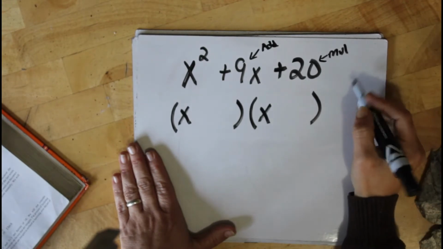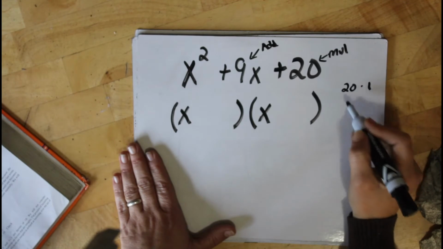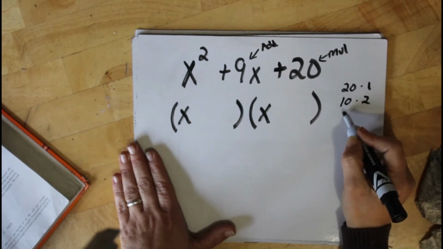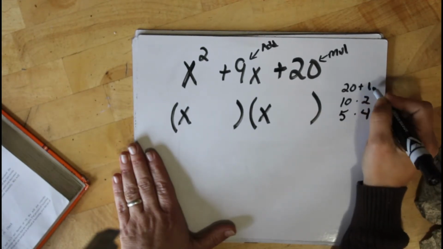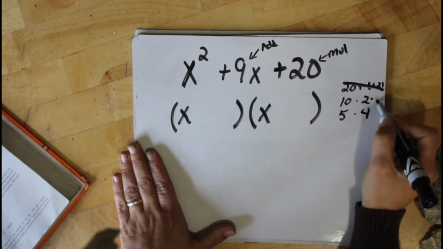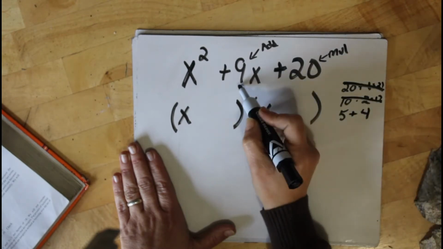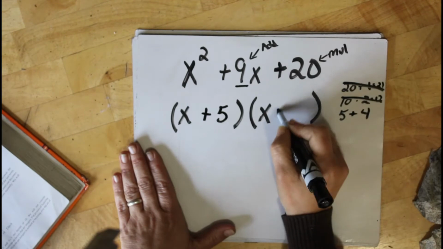All right, so the factors of 20 are 20 times 1, 10 times 2, and 5 times 4. So if I added together 20 and 1, I'm going to get 21. That can't work. If I added 10 and 2, I'm going to get 12. That can't work. If I add 5 and 4, I get 9. So that has to be the answer. So it'll be plus 5 and plus 4.